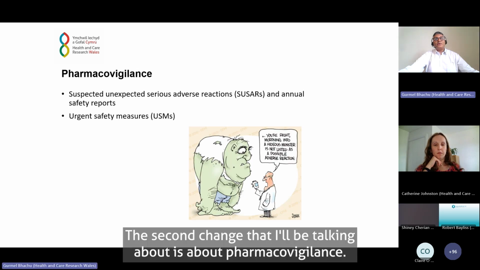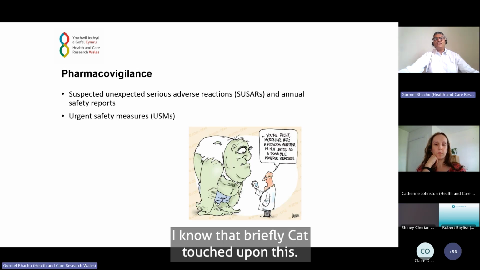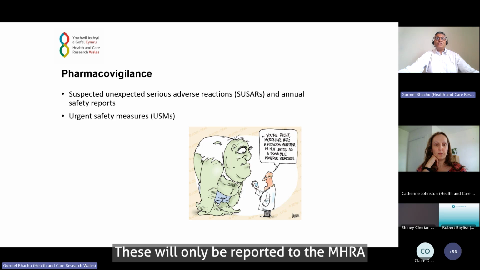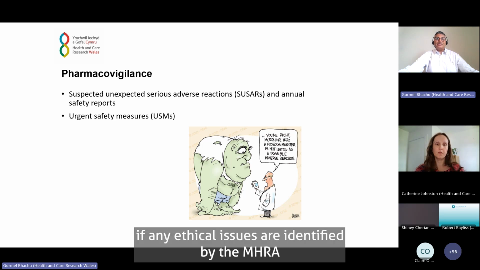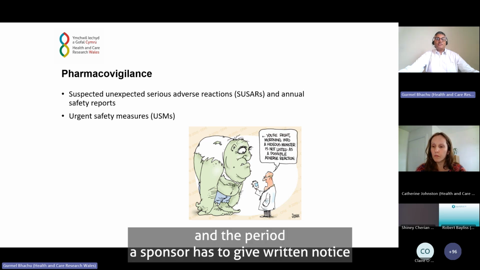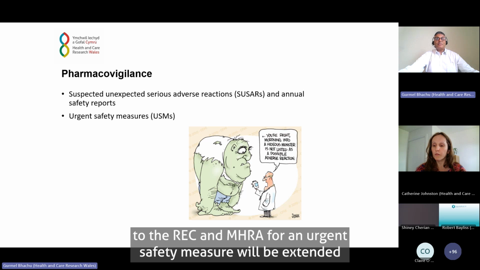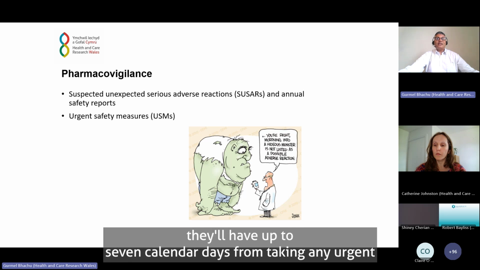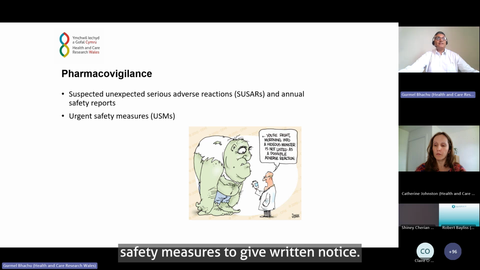The second change that I'll be talking about is pharmacovigilance. I know that briefly Kat touched upon this. As of next year, the safety reporting requirements for CTIMPs will change. These will only be reported to the MHRA. If any ethical issues are identified by the MHRA when they receive the reports, they will liaise with the Ethics Committee directly. And the period a sponsor has to give written notice to the REC and MHRA for an urgent safety measure will be extended. Instead of the current timeframe of 3 calendar days, they'll have up to 7 calendar days from taking any urgent safety measures to give written notice.